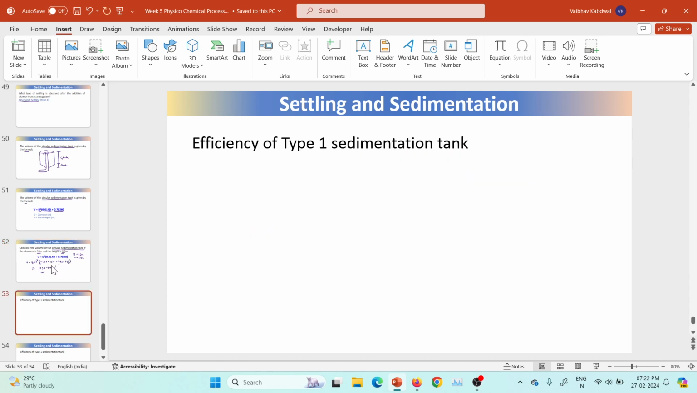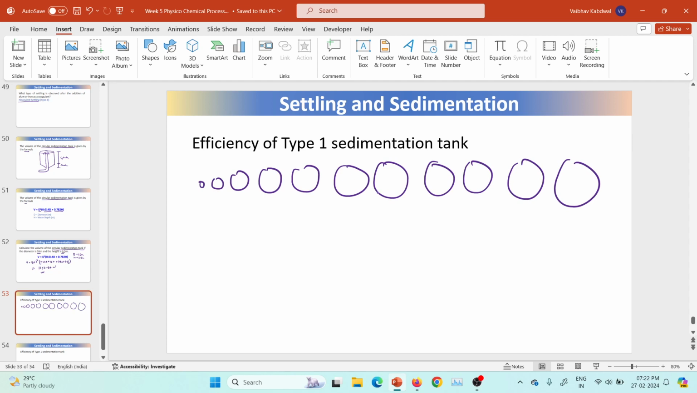Efficiency of type 1 settling, of type 1 sedimentation tank. So first we need to understand how settling takes place. Let's take the example of particles. Suppose we have a range of particle sizes like this.